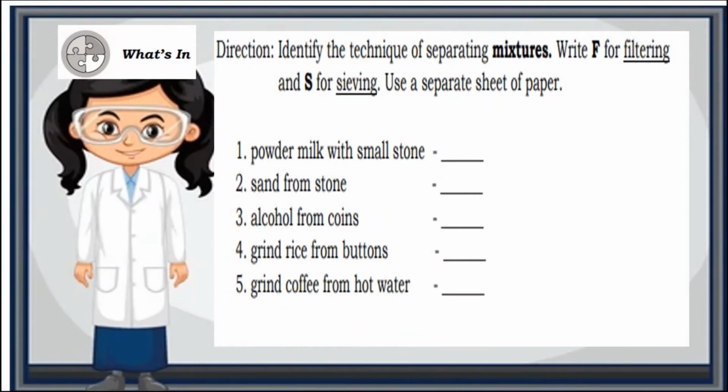Okay. So, direction. Identify the technique of separating mixture. Write F for filtering and S for sieving. Use a separate sheet of paper.